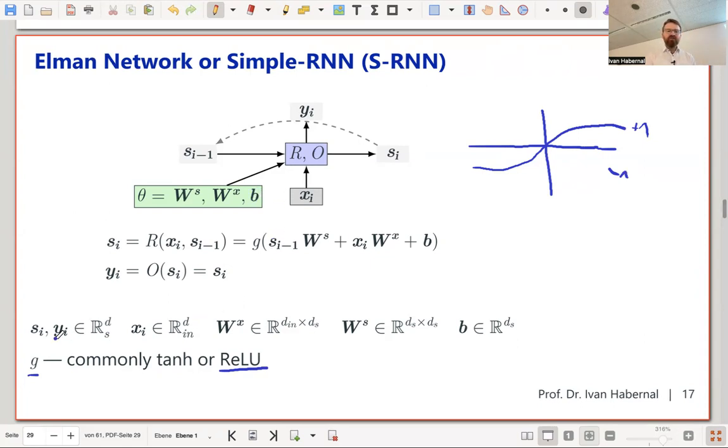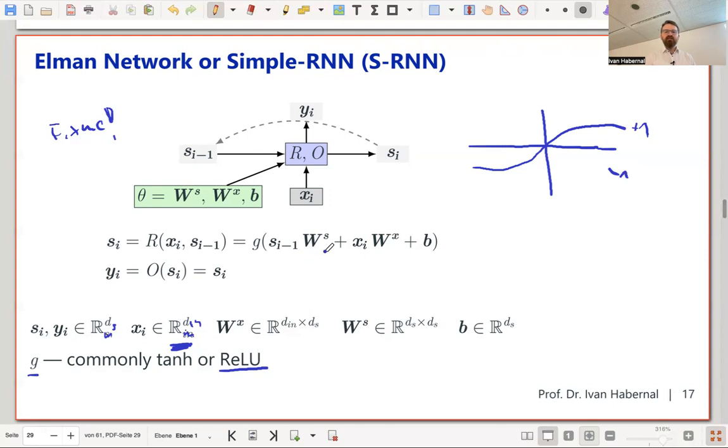Then, of course, the dimensionalities have to match. So if our xi has these input... okay, I think there's a typo. It should be d_in here and d_s here. I need to fix that. But anyway, xi has d_in dimensions, and si and yi, because they are the same, have d_s dimensions. So then these matrices have to match their dimensions because we're projecting from the input dimension to the output dimension.